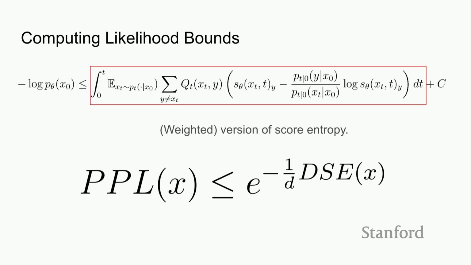And so we end up getting a perplexity bound, because we can take the perplexity of the input sequence, feed it through this denoising score entropy loss with this weighting, and we basically get an upper bound just by the fact that the exponential is monotonic, which allows us to report perplexity values as well.